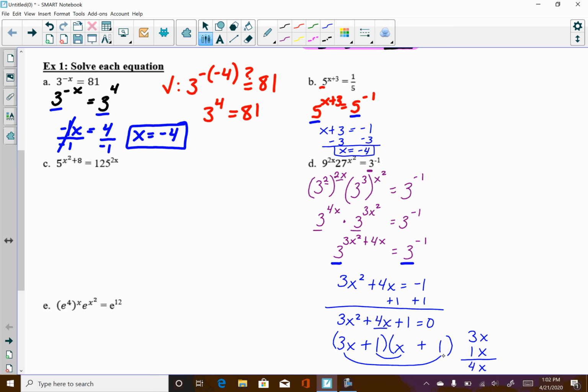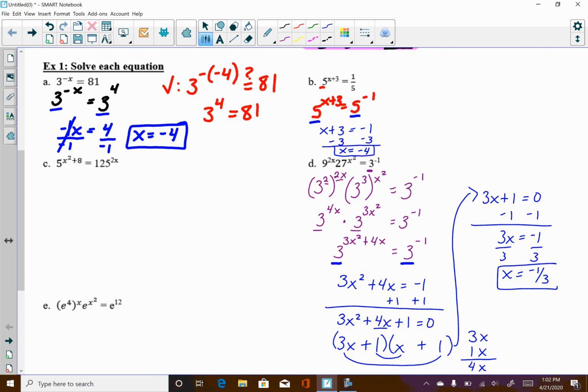And then lastly, I will set both of those factors equal to 0. So I set 3x plus 1 equal to 0 and solve for x. Subtract 1. 3x equals negative 1, divided by 3. x equals negative 1/3. So that's one answer. And then I set x plus 1 equal to 0 and solve for x. Just subtract 1 from both sides, and so x equals negative 1. And there's your second answer. So you have 2 possible answers on that one: negative 1/3 and negative 1.